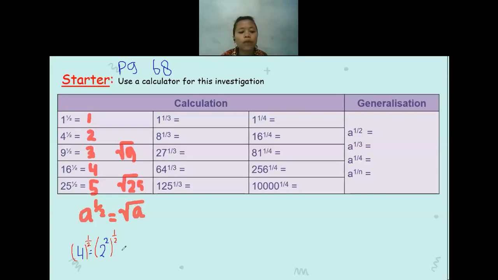What do we do if we have power meet powers? Please kindly make a note: we have to times them. So the power in here is 2.5. We can simplify 2.5 as 2 times a half, and here I can cancel the 2. So 2 times a half, the answer will be 1. So for 4 to the power of a half, the answer will be equal to 2 to the power of 1. This is what your textbook says on page 68.